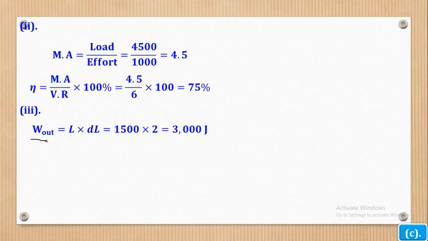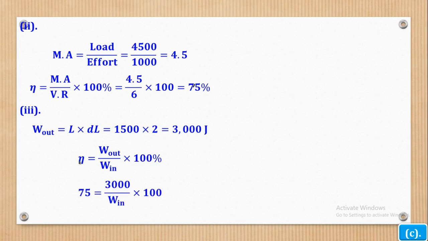So work output will be equal to load times load distance, which will be load is 1,500 and load distance is 2 meters, which gives you 3,000 joules. Then I remember that efficiency can also be defined as work output over work input multiplied by 100. Therefore, since I know the efficiency, I'll substitute for efficiency and also for work output, and I remain with work input as the only unknown.